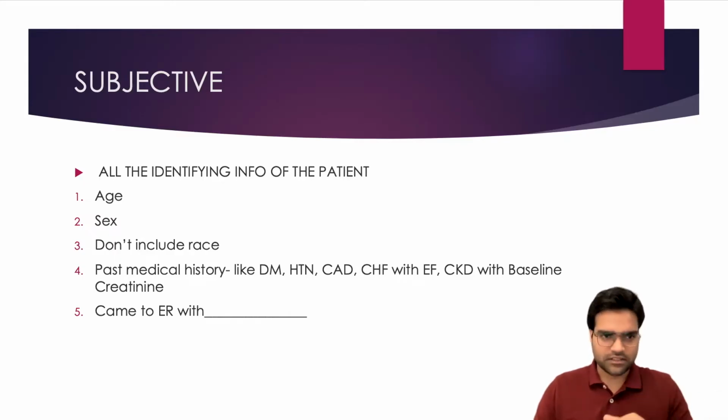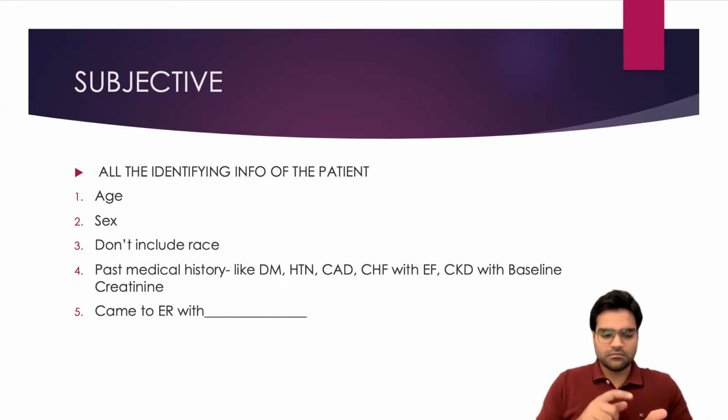So age, then sex, then comes the past medical history, like diabetes mellitus, hypertension, coronary artery disease, congestive heart failure, chronic kidney disease. These things we have to include in our subjective history taking. Then comes the line where you mention that the person came to the ER with the chief complaint, so here you have to write the chief complaint. I'll summarize this like this.